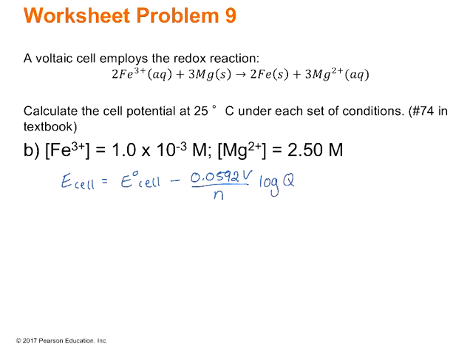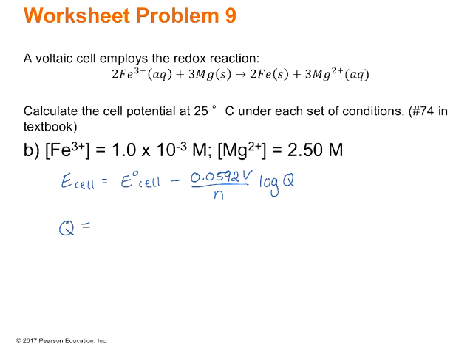Now, luckily, we've already calculated E cell under standard conditions. We did that in part A, so we don't have to figure that out. We also determined that the number of electrons that are transferred is 6, so we already know what n is. So we just have to solve for Q and plug it in.